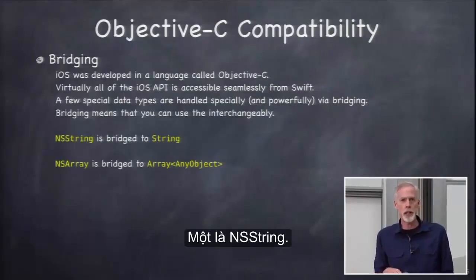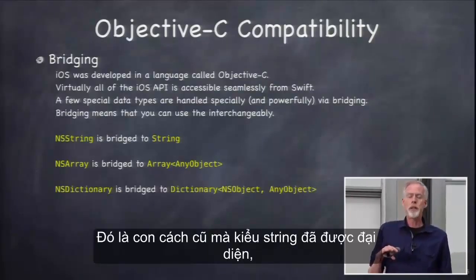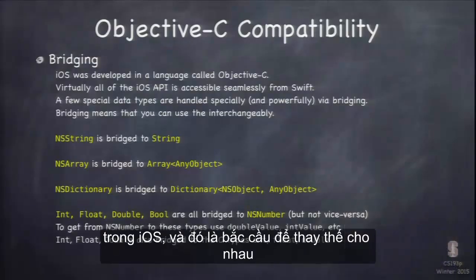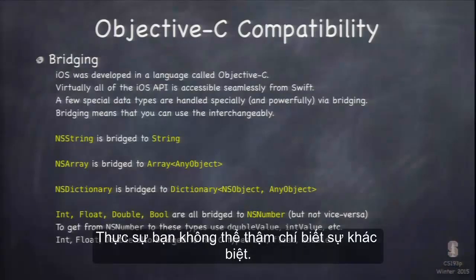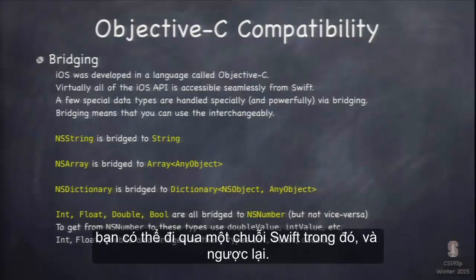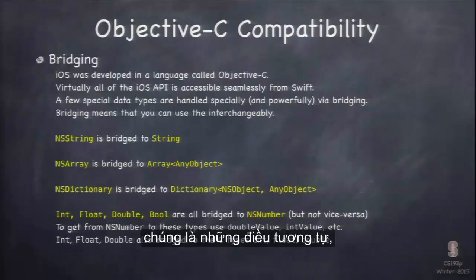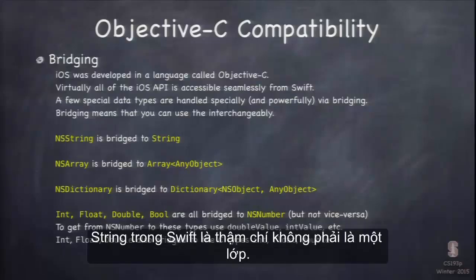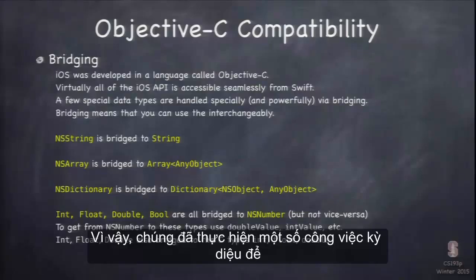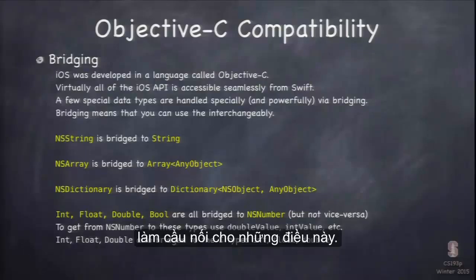One is NSString. That is the old way that strings were represented in iOS. And that is bridged interchangeably to Swift's String. You can't really even tell the difference. If you have a method that takes an NSString, you can pass a Swift String in there, and vice versa. Okay? They're just automatically treated as if they were the same thing, even though they are quite different things. String in Swift is not even a class. Okay? It's just a struct. So they've done some miraculous work to bridge these things.